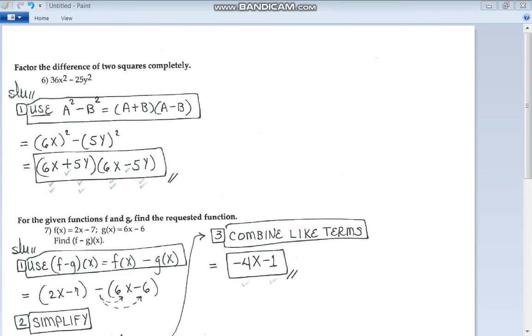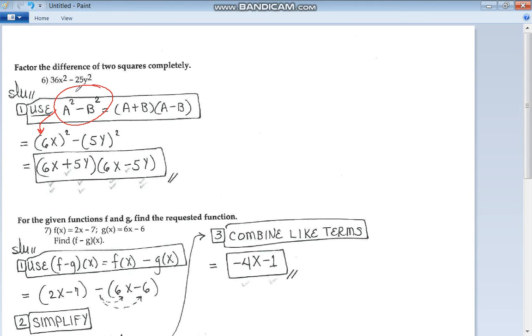Now we have question number 6. Factor the difference of two squares completely: 36x squared minus 25y squared. So I only put one step. We're going to use this formula because it's a difference between two squares. We have to really write it this way as a difference between two squares. That's what this is right here.